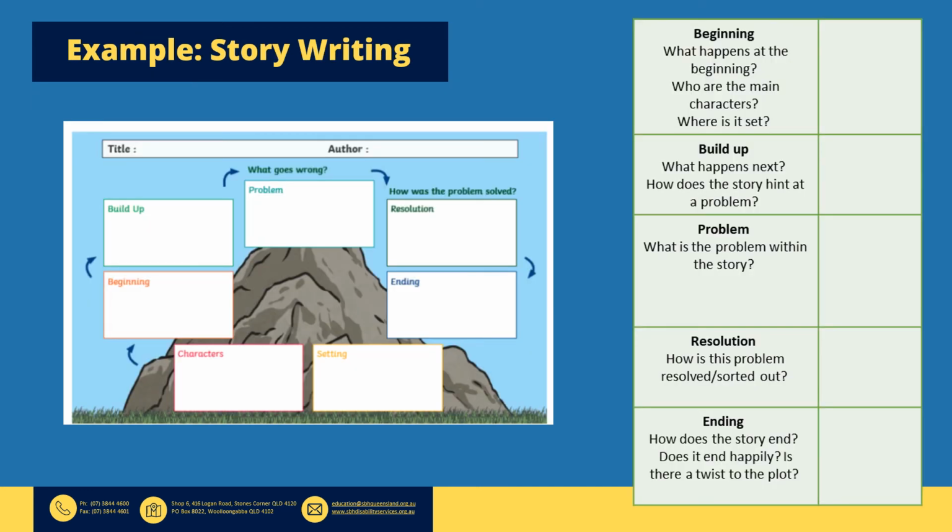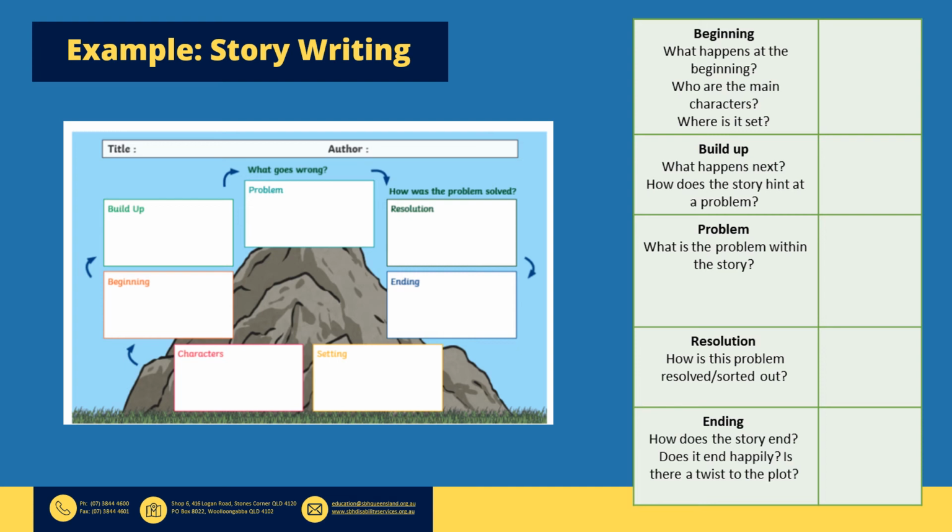So the first example I'll give you is a task that we all do in class, story writing. Who's in the story? What is the name of the main character? What do they like? When does the story happen? Where does the story happen? And what is the problem? For example, is the character scared or angry about something? How is the problem solved? And how does the story end?